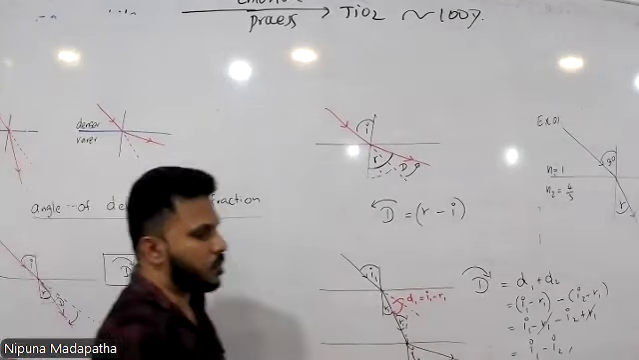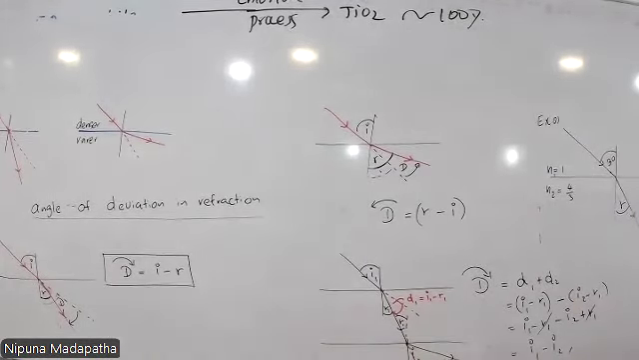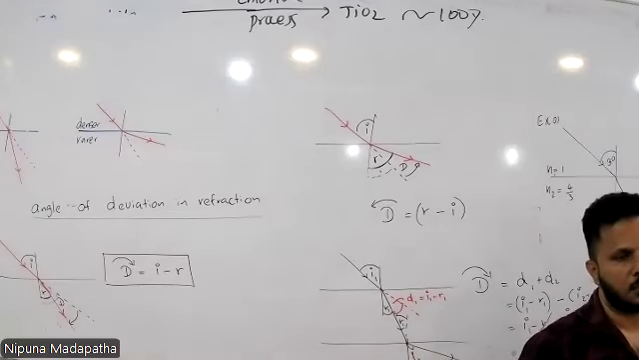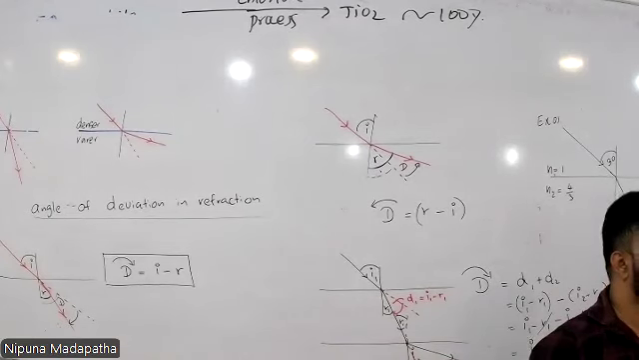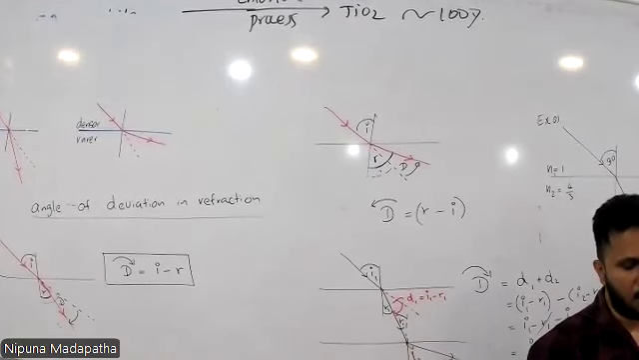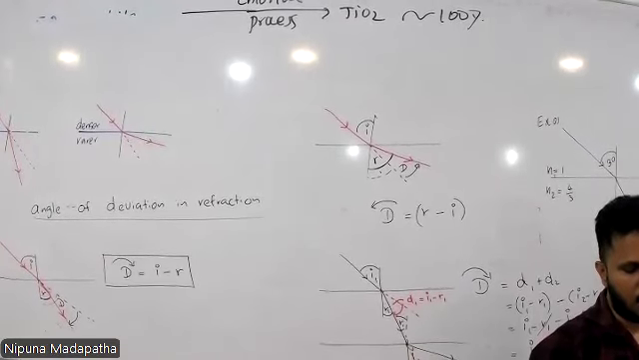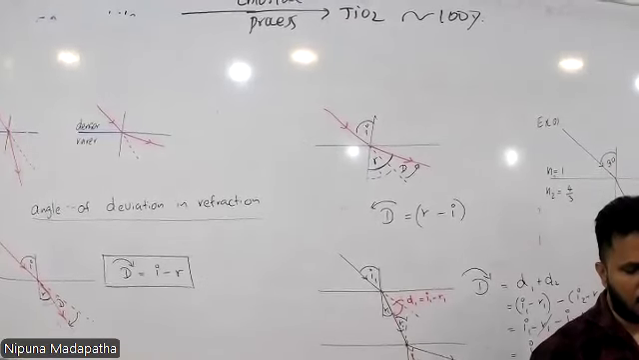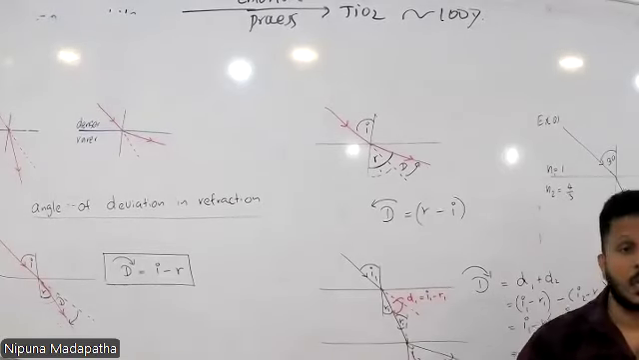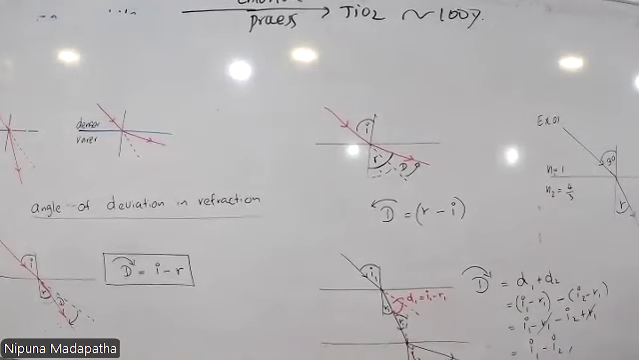When the light ray refracts from a rare medium to a denser medium, it bends towards the normal.